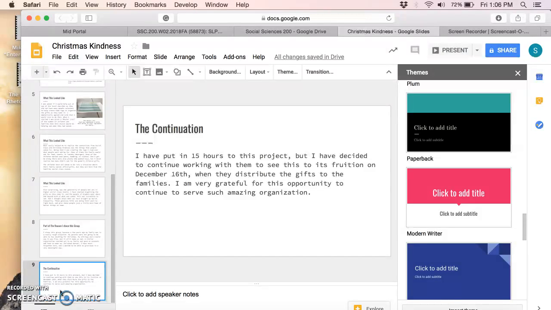I've already put in 15 hours, but I decided to continue working with them to see this to its completion and fruition, which will end on December 16th when they distribute all the gifts to the families. I'm incredibly grateful for this opportunity to serve such an amazing organization.